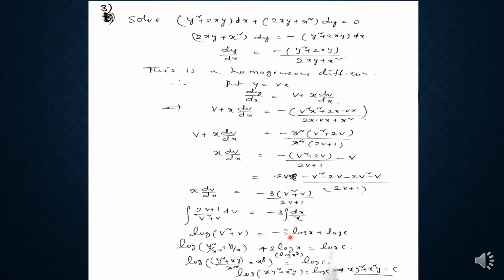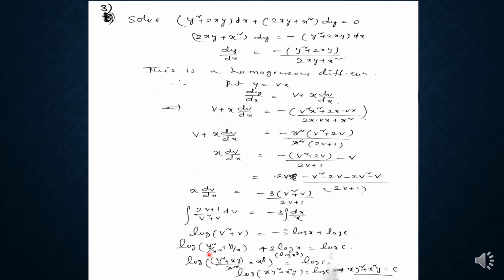When this term comes to the left hand side, that becomes log of v square plus v. We here substitute v is equal to y by x. v square means y square by x square plus y by x plus here 3 log x is equal to log c. Here 3 log x can be written as log x cube. This is in the form of n log x, that is log x to the power of n. So that is here log a plus log b can be written as log of a into b.